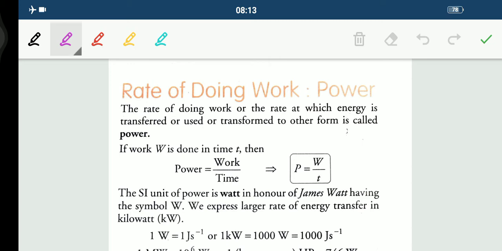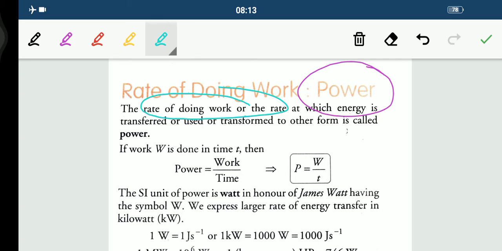First of all, we should know what exactly we mean by the term power. Power is the rate of doing work. Basically, within a given time period, how much work you are doing. If you are able to do the work in lesser time, it means your power is more in comparison to the person who is unable to do so.